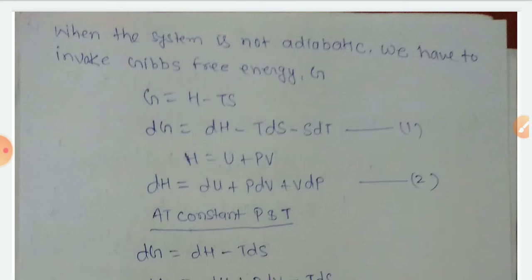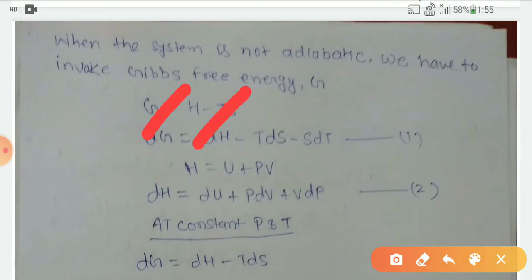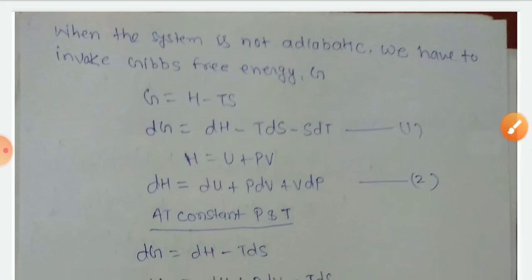So here I am going to differentiate Gibbs free energy. You can write dG equal to dH minus T dS minus S dT. You know that H equals U plus PV. That means enthalpy is the summation of internal energy plus the product of pressure and volume, where U is the internal energy, P is the pressure, and V is the volume of the system.